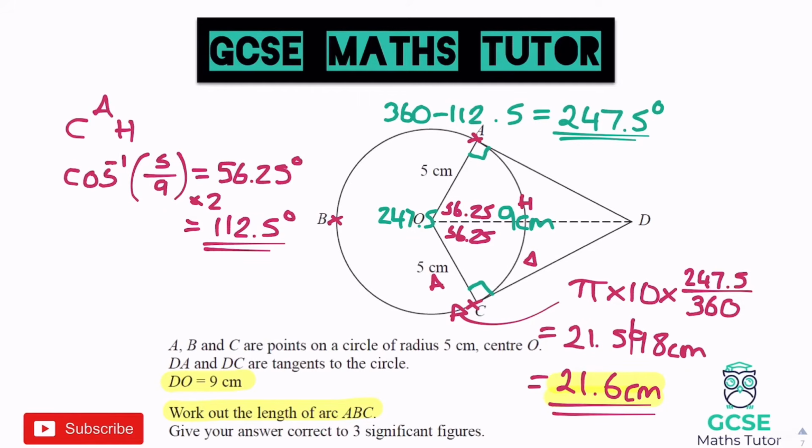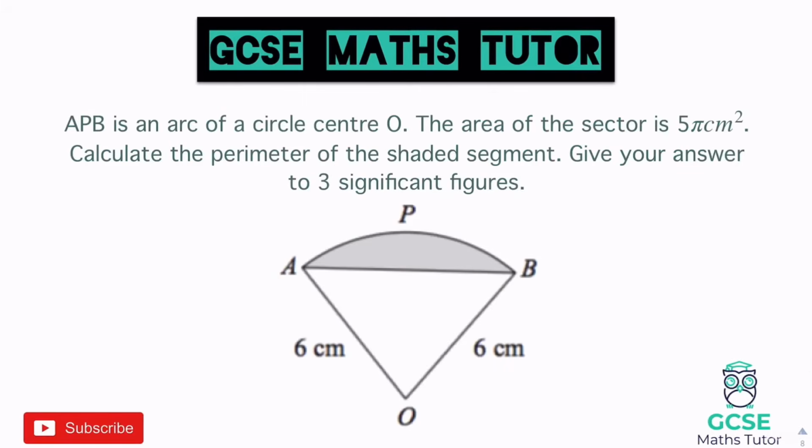Right, let's have a look at another type of question. This question says APB is an arc of a circle centre O. The area of the sector is 5 pi centimetres squared. Calculate the perimeter of the shaded segment and give your answer to 3 significant figures. So to work out the perimeter of the shaded segment, we're going to first need to find this length here, and then once we've got that, we're also going to have to find this length here. So we've got a couple that we're going to have to be looking at.